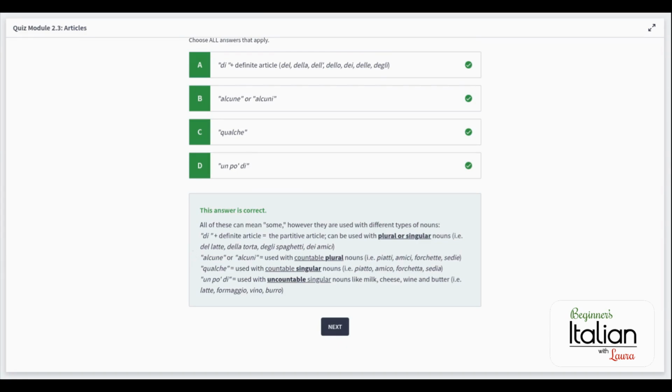Alcune or alcuni is used with countable plural nouns. For example, piatti, amici, forchette, and sedie. Qualche is used with countable singular nouns. For example, piatto, amico, forchetta, sedia. And un po' di is used with uncountable singular nouns like milk, cheese, wine, and butter. For example, latte, formaggio, vino, and burro.